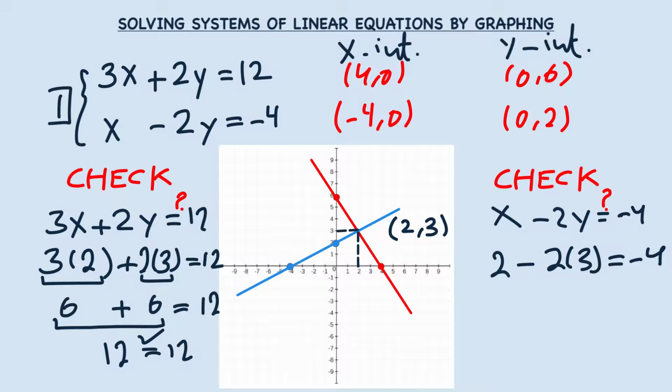So let us continue. So we have 2 minus 6. Is it equal to negative 4? Yes, 2 minus 6 is -4, and -4 equals -4.